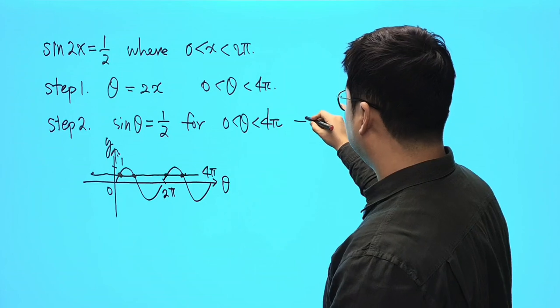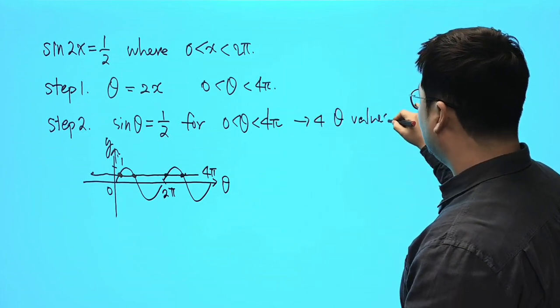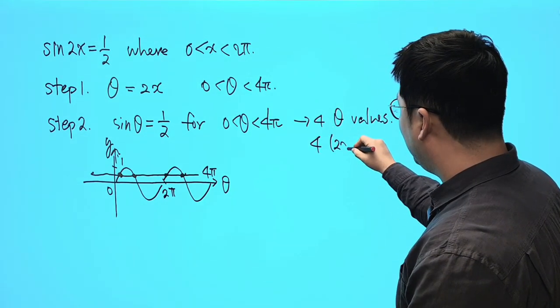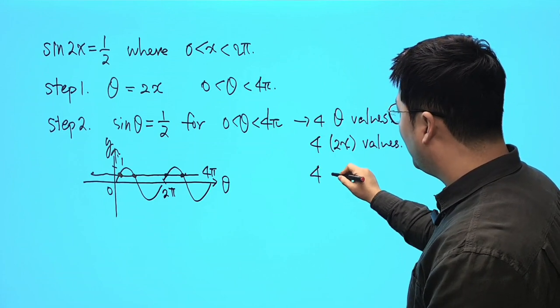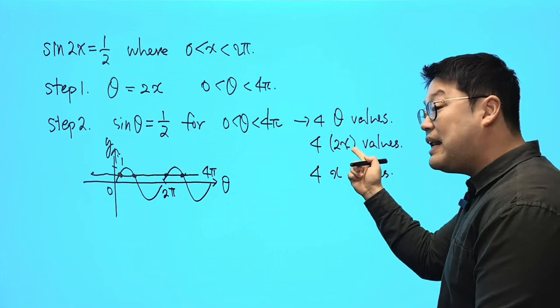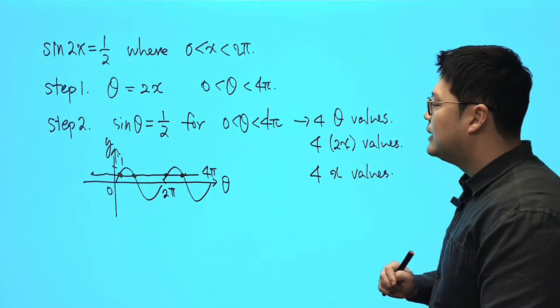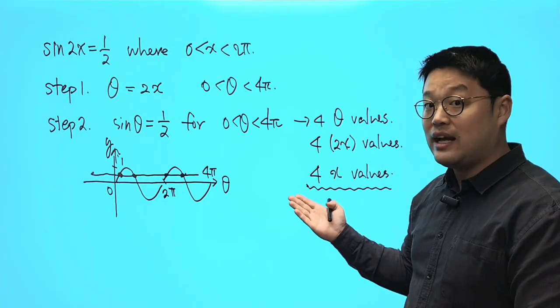So we get 4 theta values. So what does that mean? It means that we have 4 2x values, and we know we get 4 x values. Why? Because if I divide it out by 2, we still have one-to-one correspondence, right? So that being said, the answer for this problem must be just 4, and that shall be it.